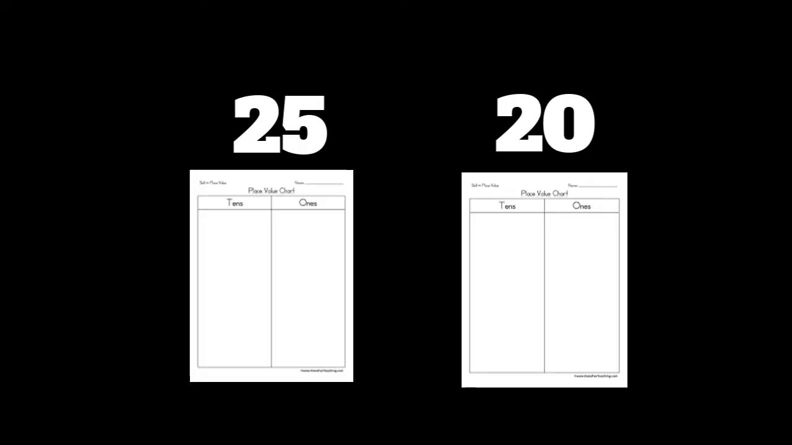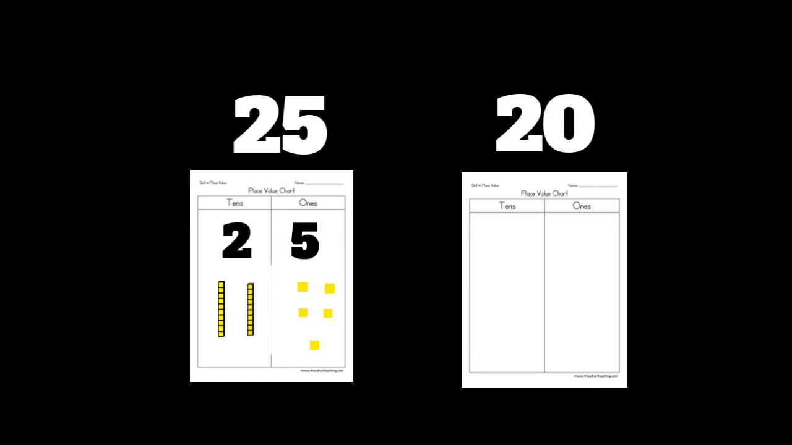So let me give you an example. If I'm comparing the number 25 and 20, what I like to do is use my place value chart to determine which number is greater. So let's start with the number 25. When I put my number 25 into my place value chart, I see that it has two tens and five ones. And I know, using my knowledge of place value, that I can represent two tens using my base 10 blocks and five ones using five individual cubes.